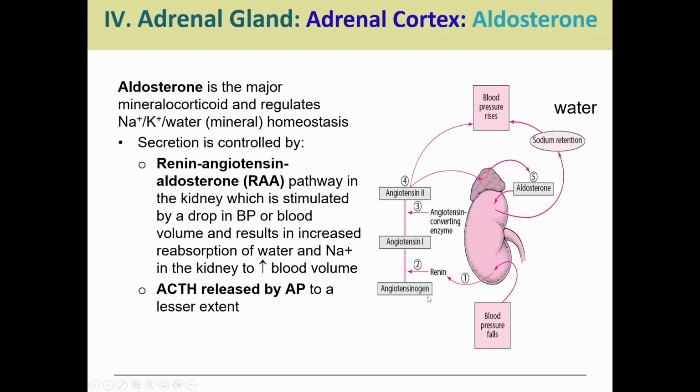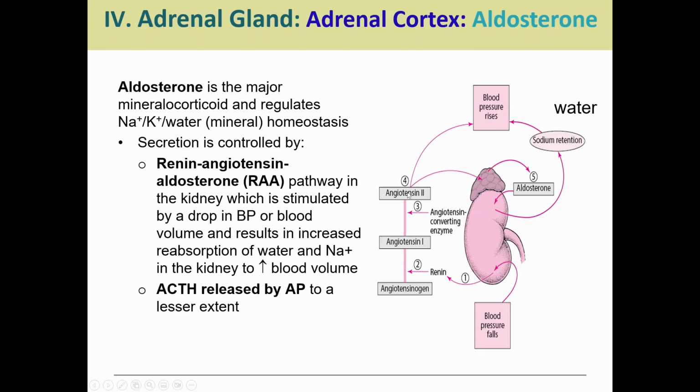Angiotensinogen tells us we're inactive, but renin activates us, right, to angiotensin 1, then to angiotensin 2, which will then stimulate the production and the release of aldosterone. Aldosterone will tell the kidneys and help the kidneys reabsorb water, reabsorb sodium. Sodium retention happens, water goes along with it, blood pressure goes back up.